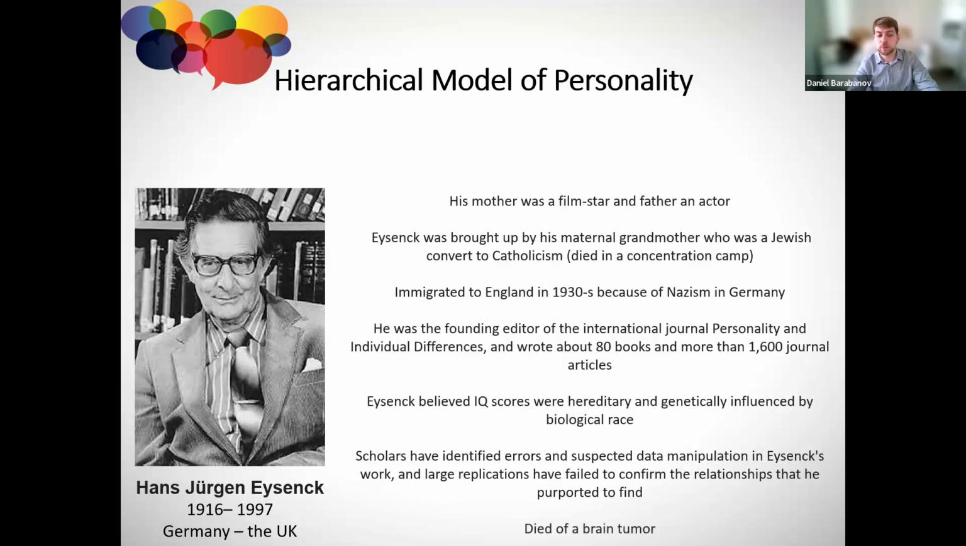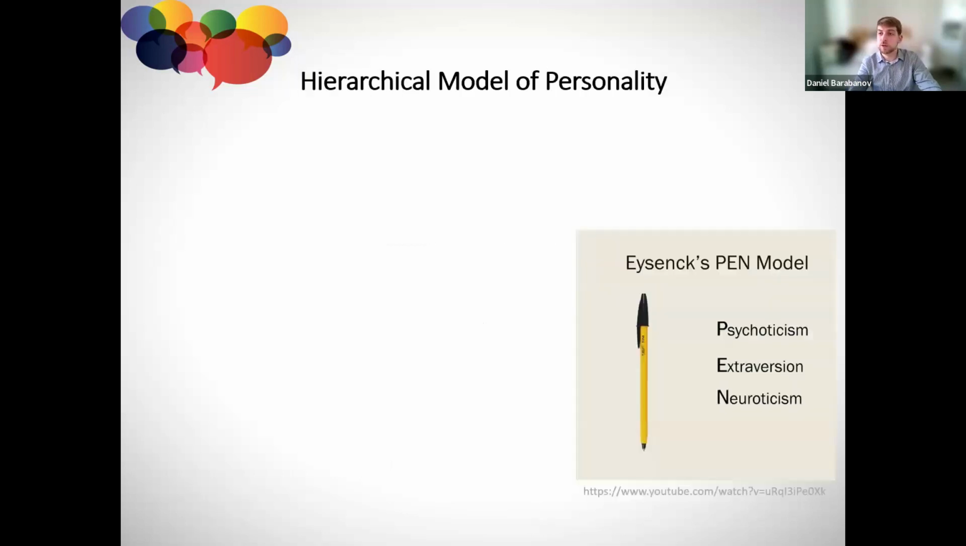He died from a brain tumor at the age of 81. So Hans Jürgen Eysenck at the same time is a very controversial figure because of his ethical beliefs, but still a very productive scientist. So we need to assess his legacy and his theories very carefully, trying to distinguish his personal dubious views from scientific facts. So what were his ideas?